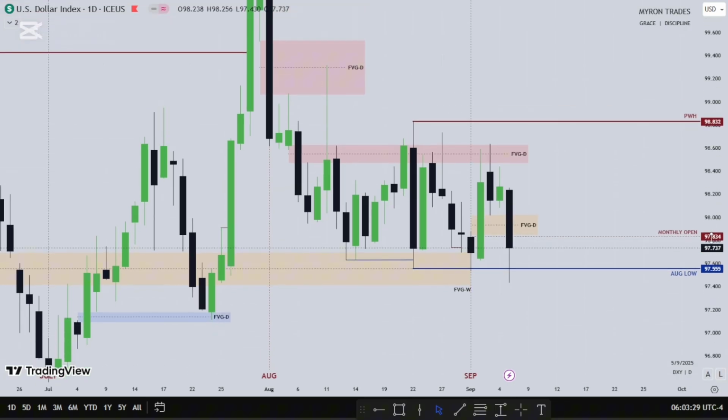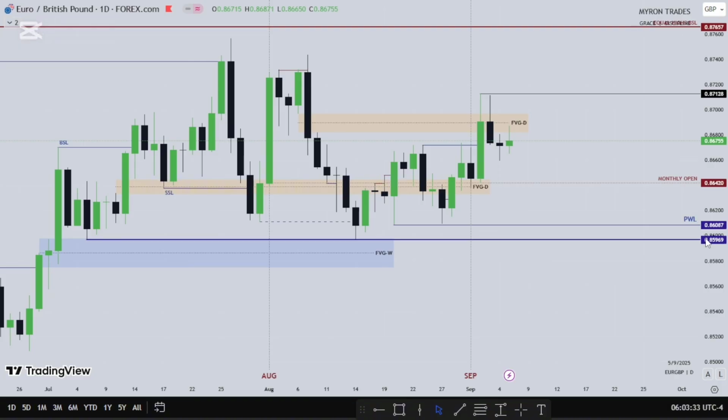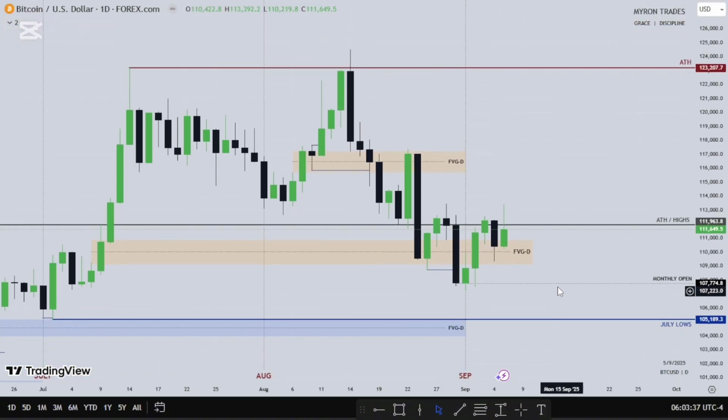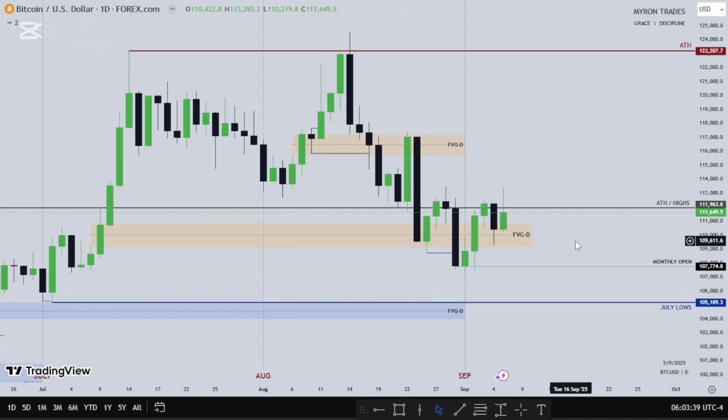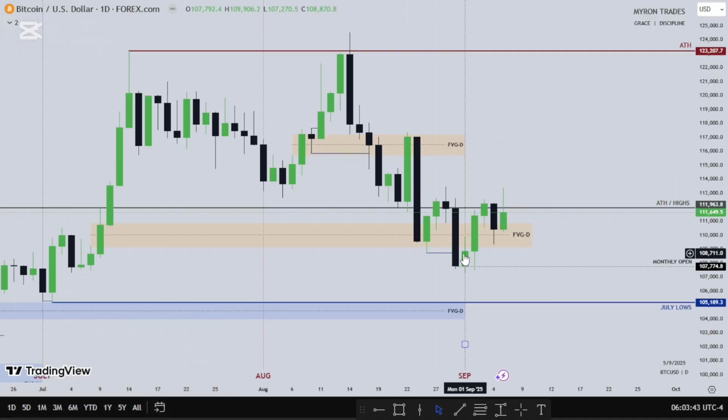Let's head down to Bitcoin. Bitcoin was pretty bullish on the week as we see Monday open up the month of September with this green candle being bullish. Then we see Tuesday trades higher. This old fair value gap was being used as support right here on Wednesday to go higher.